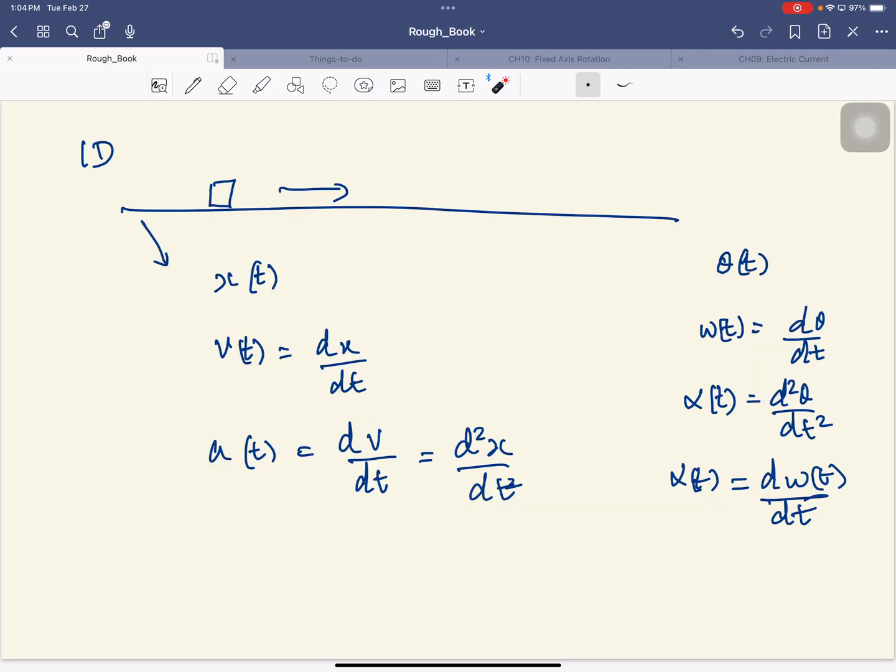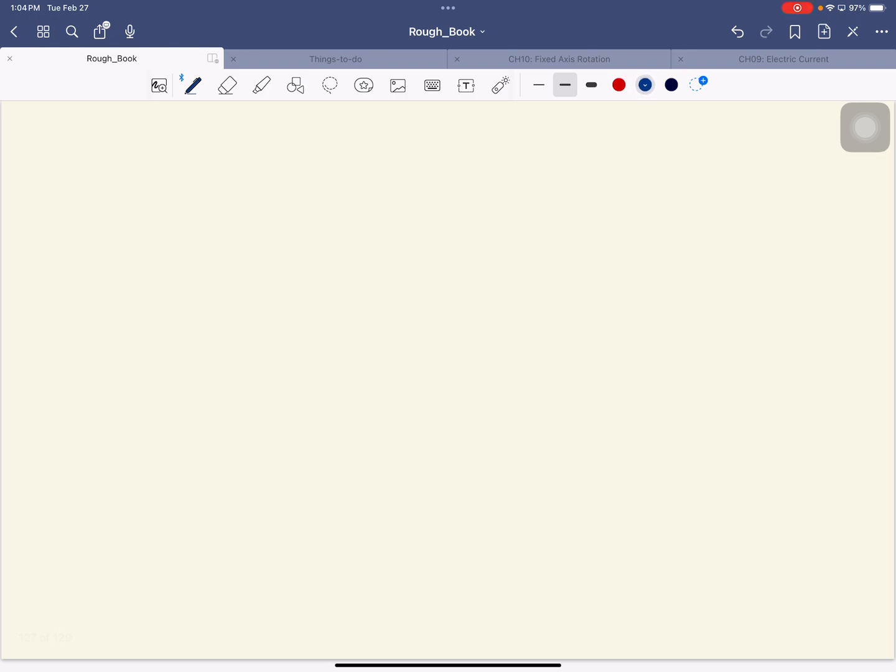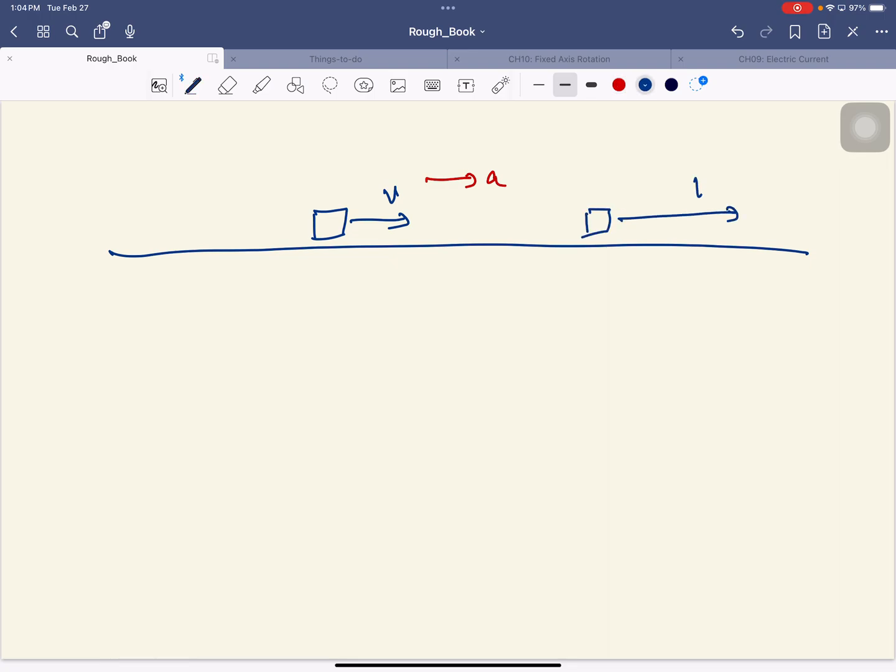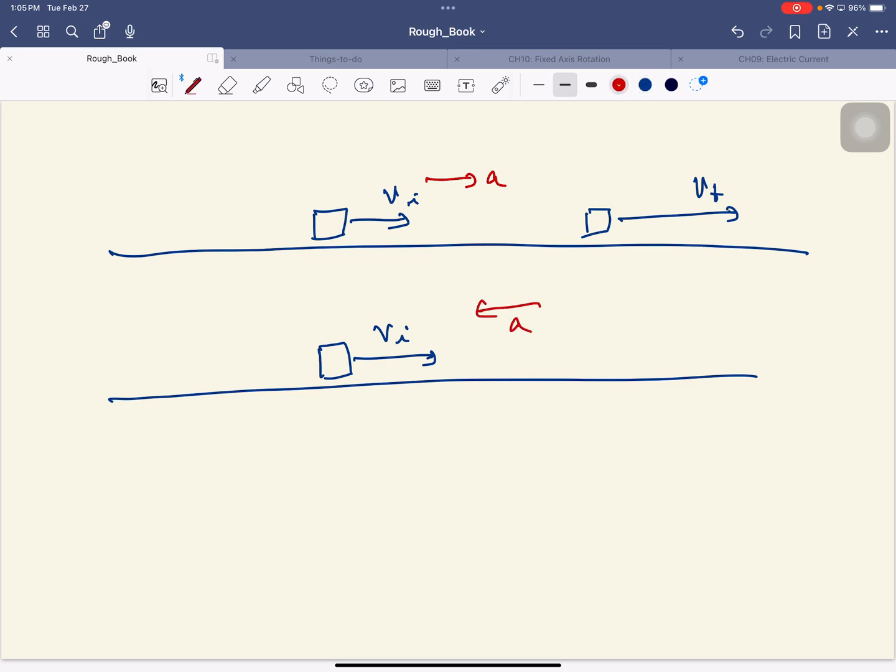All right, now let's do the following. Let's go back to 1D motion. So here's the velocity. Here's the acceleration. What is happening to the speed? It's increasing, okay? Very good. So velocity initial, velocity final. You saw that. What's happening to the speed now? Decreasing, okay?